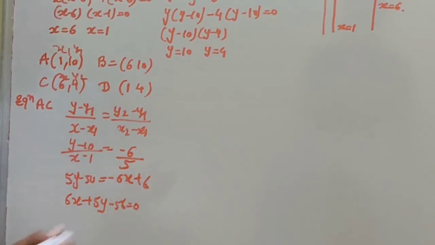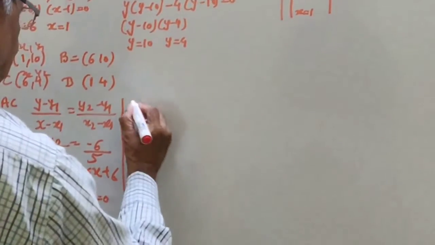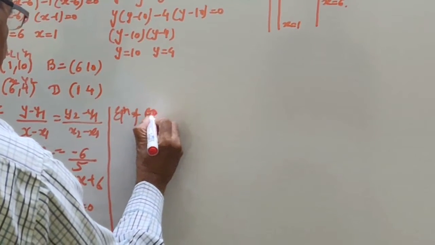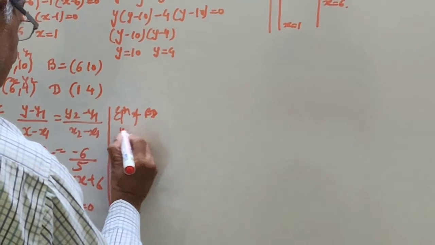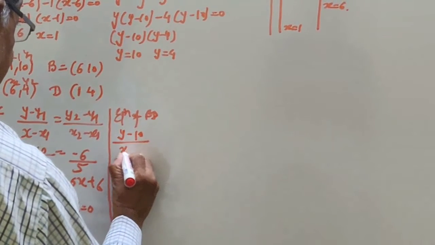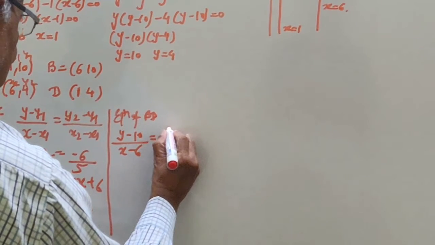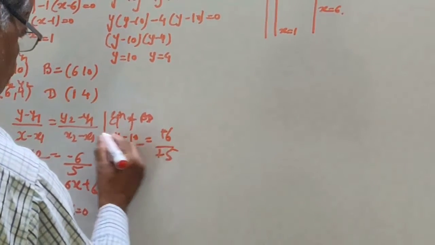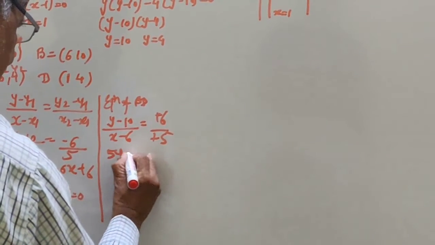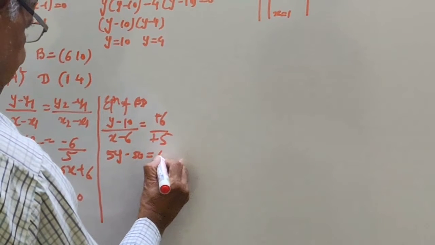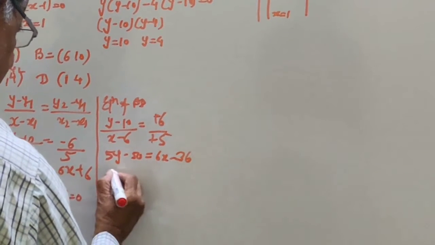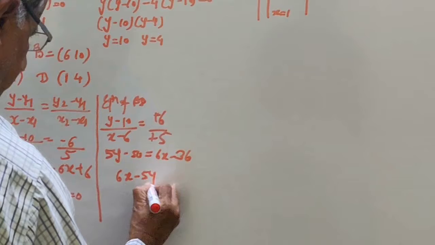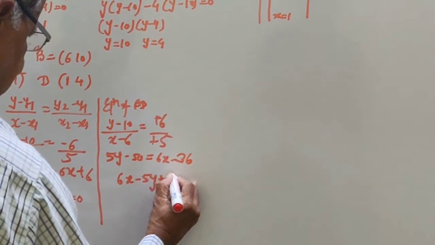Now I will find the equation of BD. Again, y minus y1, where y1 is 10, upon x minus x1 is equal to 4 minus 10, which is minus 6, upon 1 minus 6, which is minus 5. The minus signs will cancel. Now cross multiply. 5y minus 50 is equal to 6x minus 36. Now what will come here? 6x minus 5y plus 14 is equal to 0.